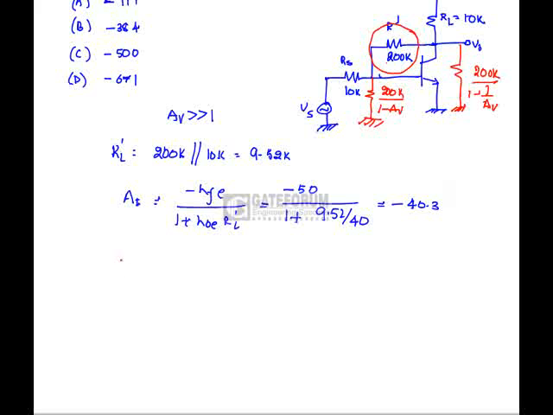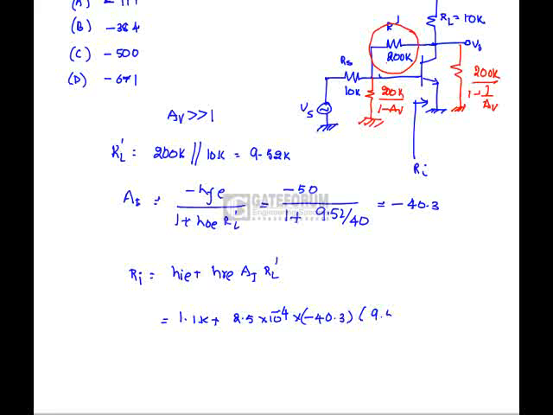And the input resistance, when we are looking from here, Ri is HIE plus HRE AI RL dash. If we substitute, HIE is 1.1k, HRE is 2.5 into 10 power minus 4, AI is minus 40.3, RL dash is 9.52k, which is equal to 1k.